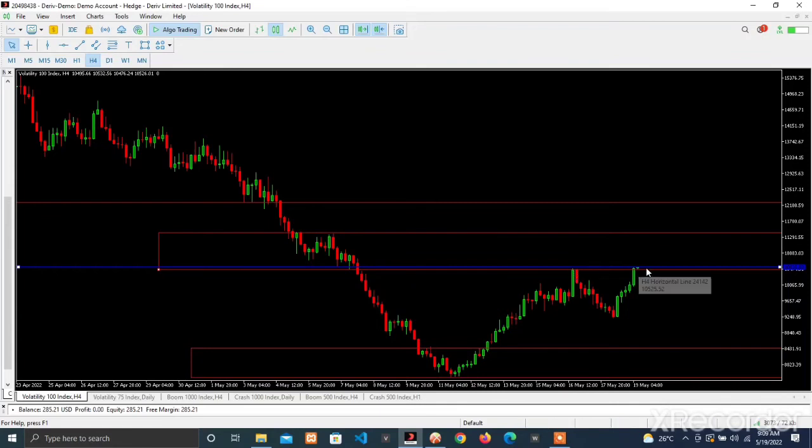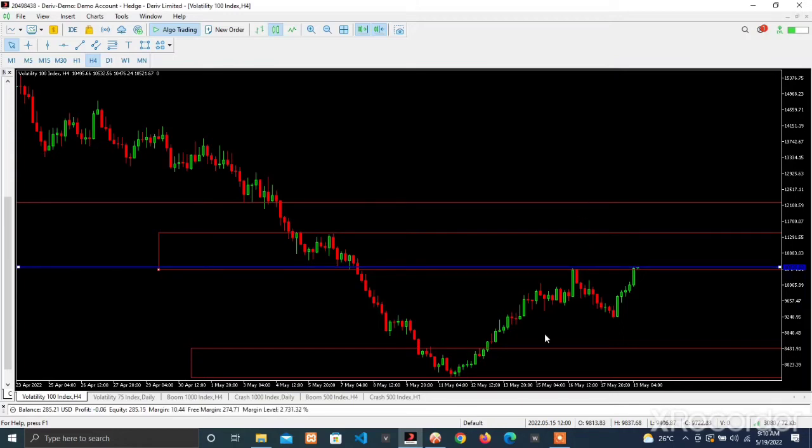Like I said, this is our resistance line currently, and if the market is able to break this resistance line and we see a retest at the line, we are going to take a buy trade all the way up. So we're getting two confirmations here.